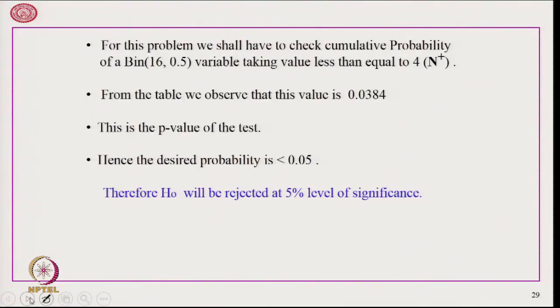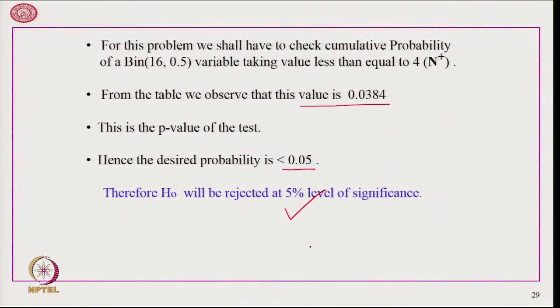So, for this problem we have to check the cumulative probability of binomial 16, comma 0.5 taking a value less than or equal to 4, as I have already explained, and we observe that the value is equal to 0.0384. So, this is what is called the p value of the test. That is the observed value of the probability corresponding to the statistic that is given from the sample. Since this value is less than 0.05, we will be rejecting the hypothesis at 5% level of significance.